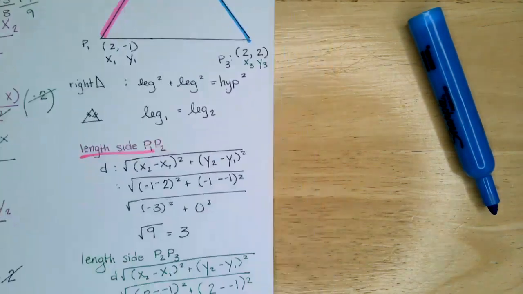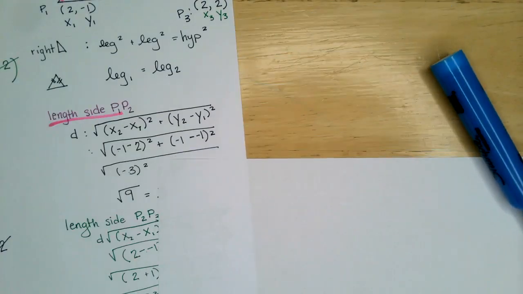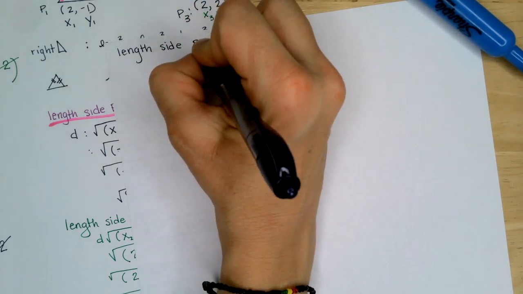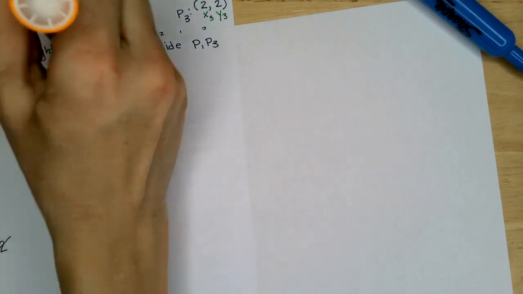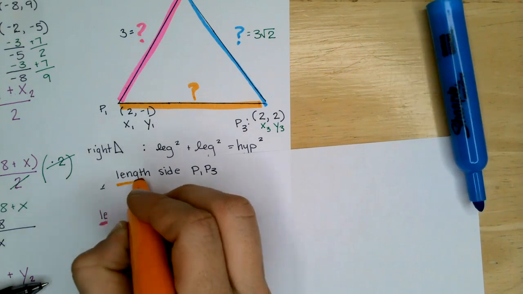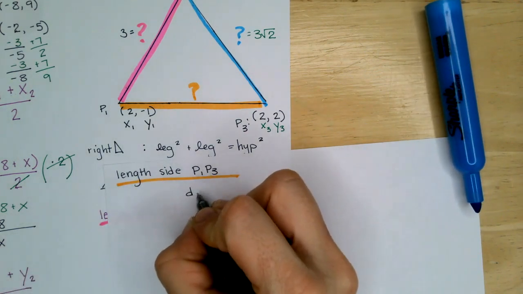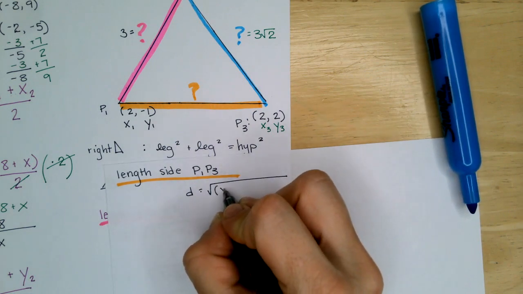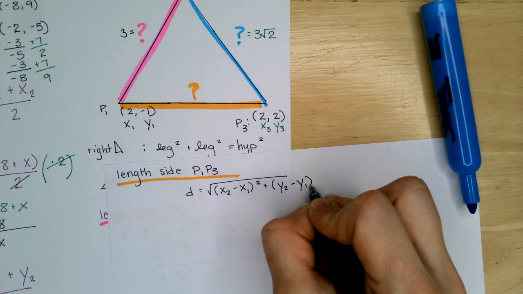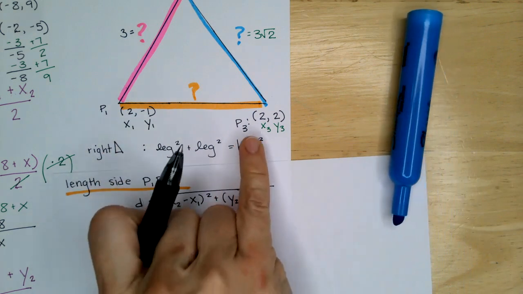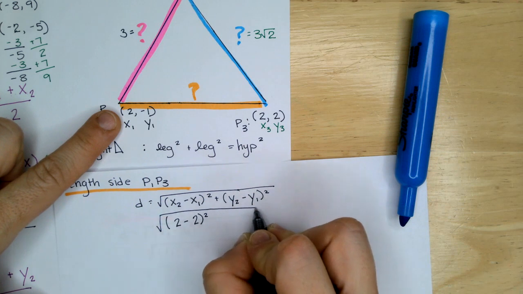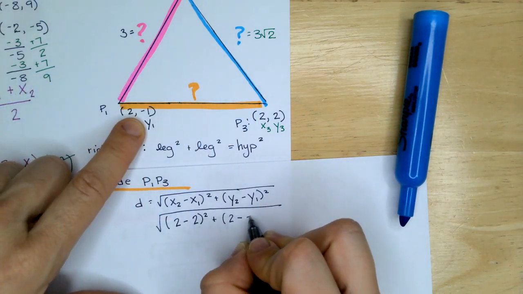And then our last one is going to be, what is the length of side P1, P3? What is this one? It'll still be the distance: the square root of (x2 minus x1) squared plus (y2 minus y1) squared. So I'll say this one's x2. So it's 2 minus 2 squared plus 2 minus -1 squared.